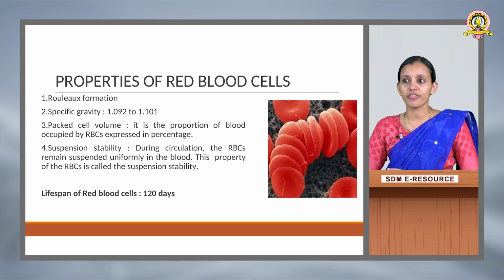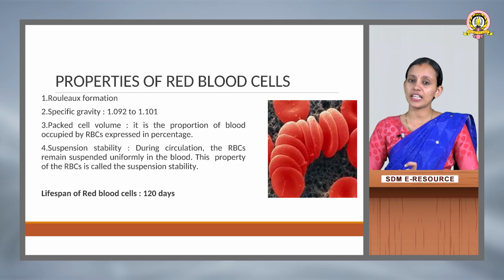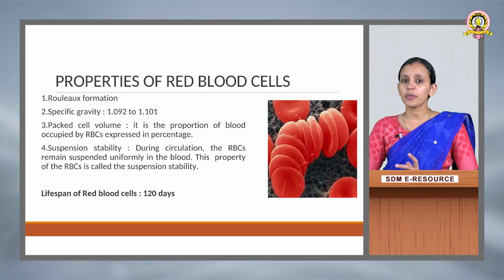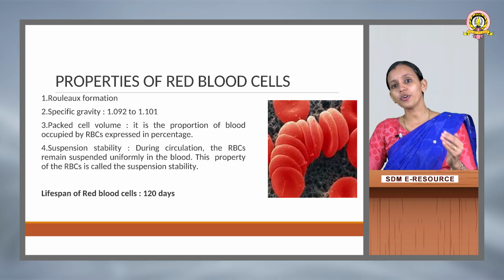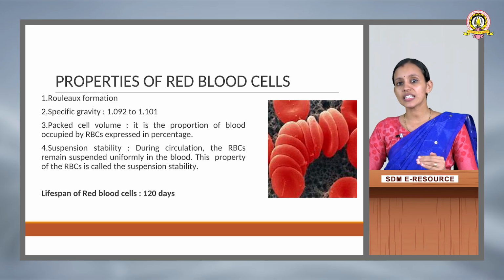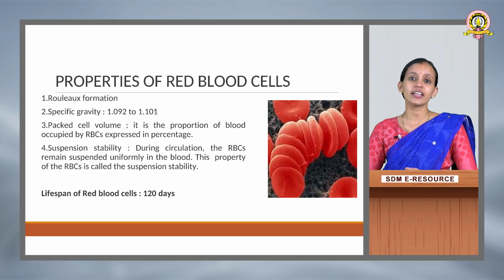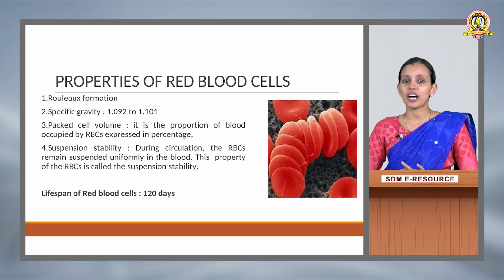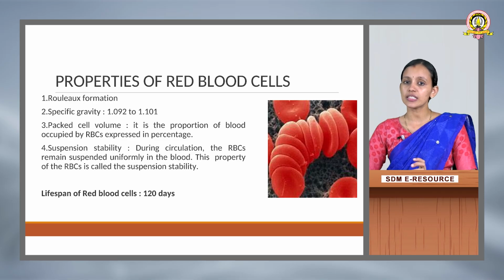When you look into the properties of red blood cells, a very important property is rouleaux formation. What do you mean by rouleaux formation? When you remove the RBCs from the circulation, they pile up one above another like a pile of coins. This property of RBC is called rouleaux formation. The specific gravity of RBC is 1.092 to 1.101, and packed cell volume is the proportion of blood occupied by RBCs, expressed as a percentage.